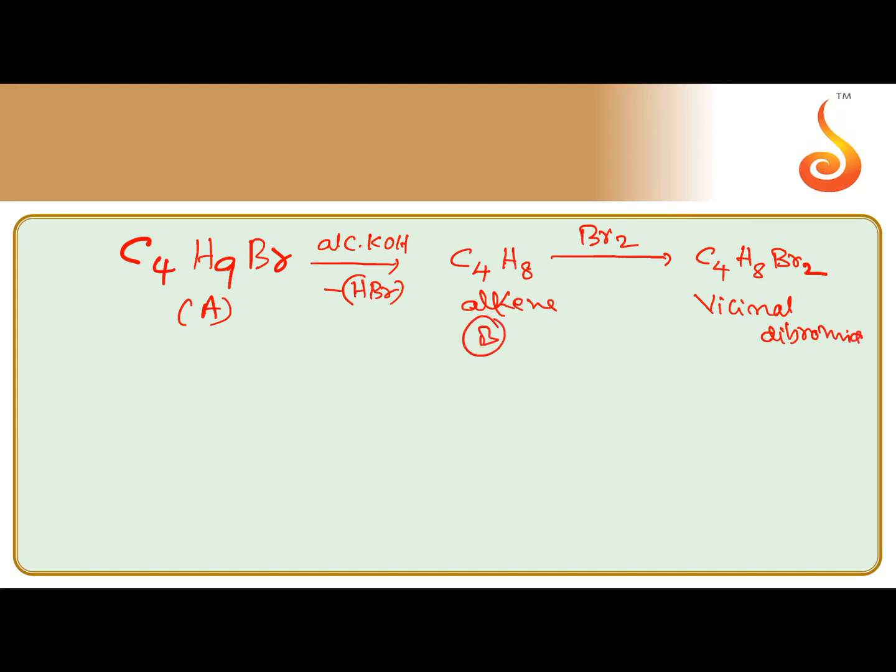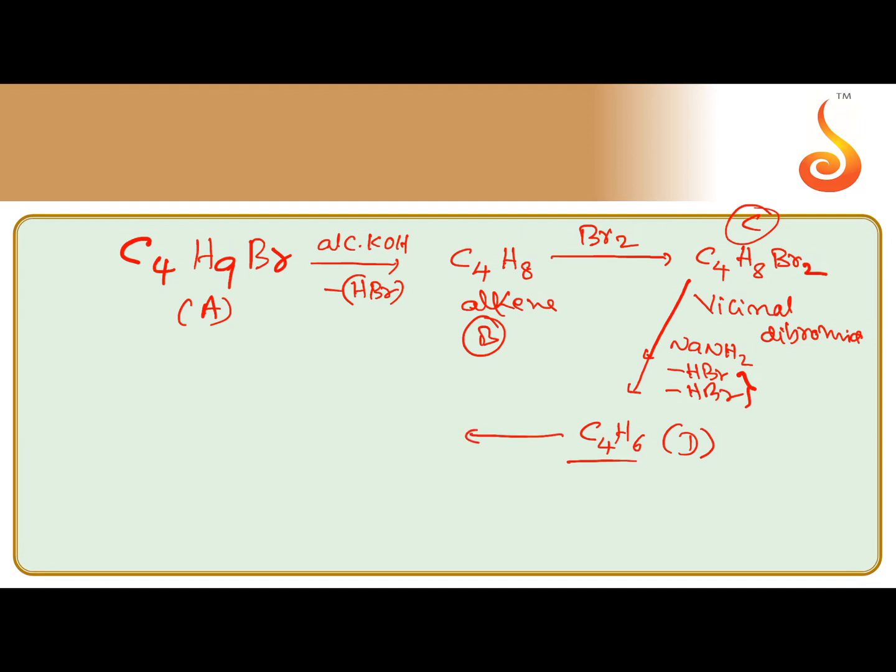So C is a vicinal dibromide. When it is heated with sodamide, sodamide is a very strong base. It can remove 2 hydrogen bromide molecules, since 2 bromines are on adjacent carbons. So between those 2 carbons, a triple bond is developed. C4H6 is the D, and then 2 HBr molecules are produced.